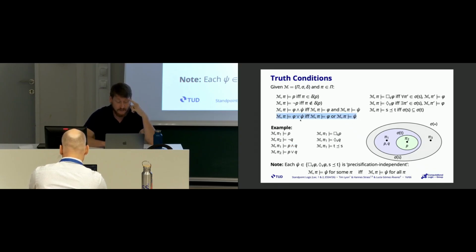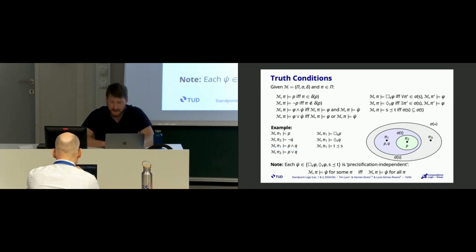We have that phi or psi is true in a model M and a precisification pi, if and only if either phi holds there or psi holds there. So for instance, we have p holding at pi 2, therefore p or q holds at pi 2. And now we have the interesting clauses, which deal with the standpoint stuff, going beyond just regular Boolean logic.